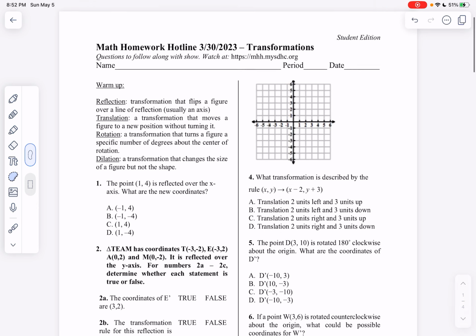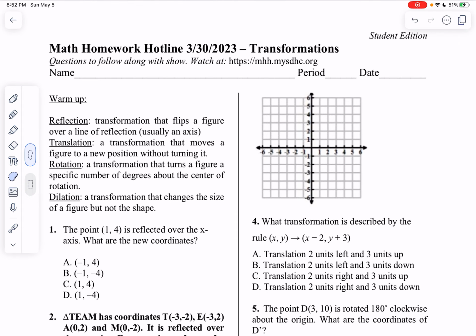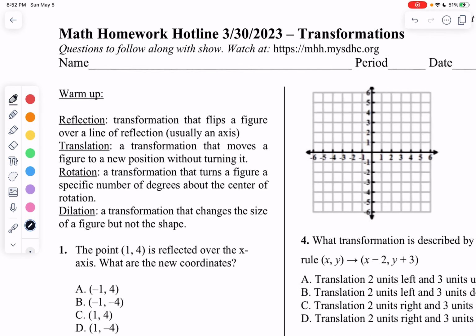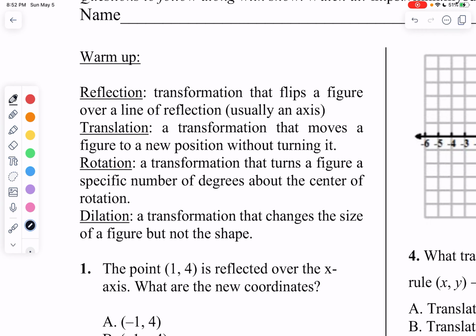We are going to get right into it. Unit 9, transformations. We are talking about reflections, translations, rotations, and dilations. We are going to quickly talk about the definitions and then get right into it with the problems. If we can make this under 45 minutes, I would be good at my job.